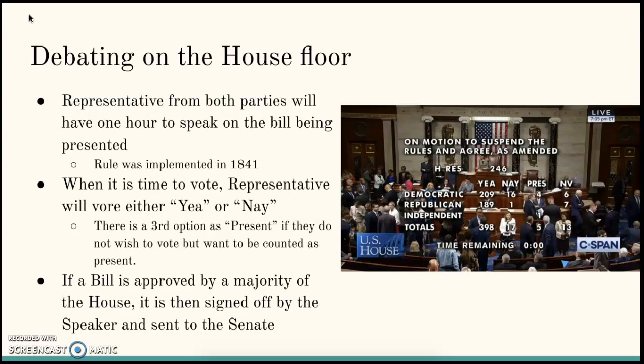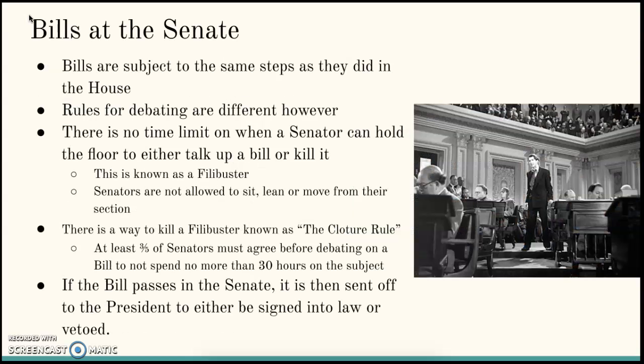Now, if a bill is approved by a majority of the House, then it's sent off to the Speaker of the House, who would give the stamp of approval from the House and send it off to the Senate for review.